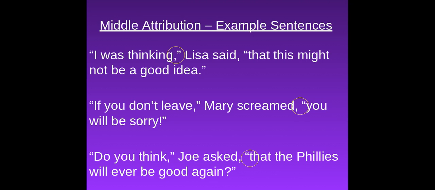So the things that I have circled in the first sentence: "I was thinking," comma. When you end the first part of your quote, you put a comma, and then you close your quotation marks. Then you have your attribution, Lisa said, and then you continue the same quote, "that this might not be a good idea." In my second sentence, the part I have circled is a comma and the quotation marks when you start back up. So when you start back up your quote, you put another comma, you put more quotation marks to identify that there is more to the quote.